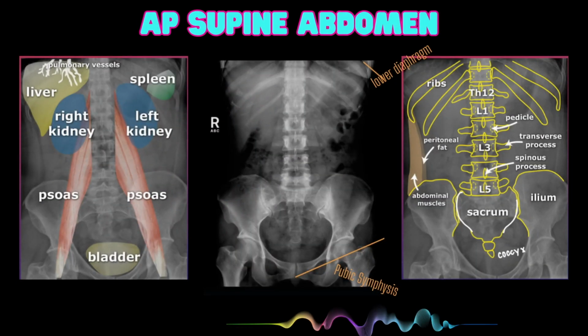Now we have our results. We are able to see organs such as the liver, spleen, kidneys, and the bladder, soft tissue, bones such as the ribs, vertebrae, and pelvis, and we can even sometimes see the psoas muscles.